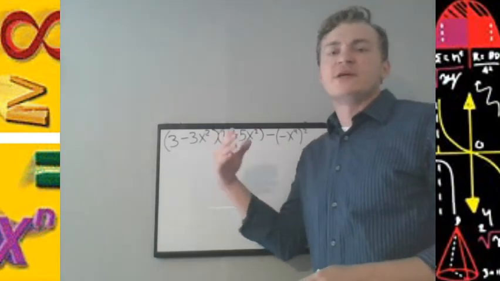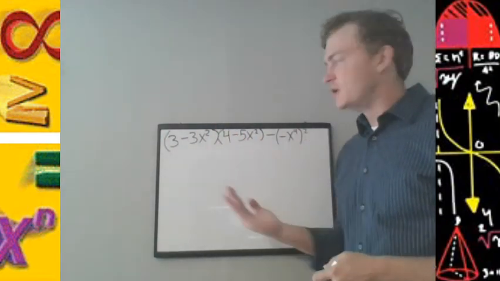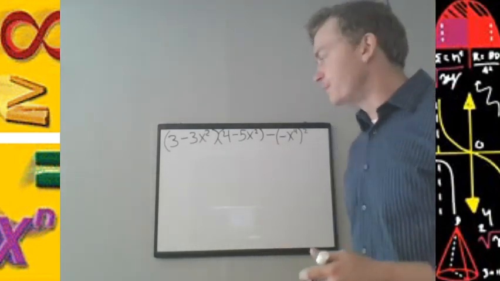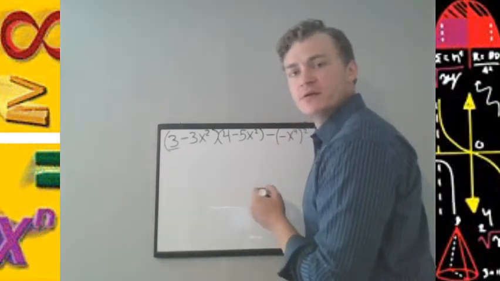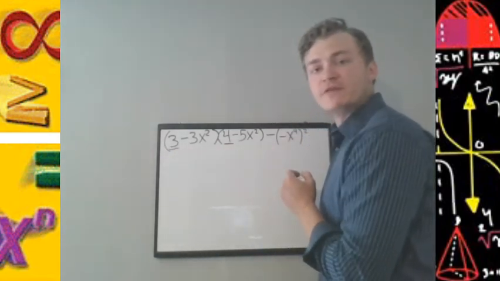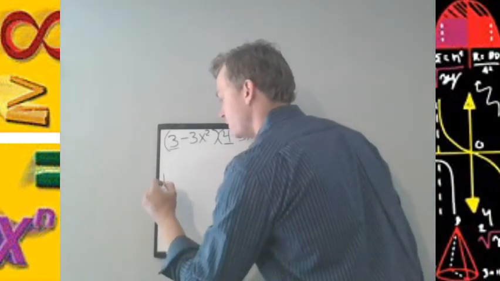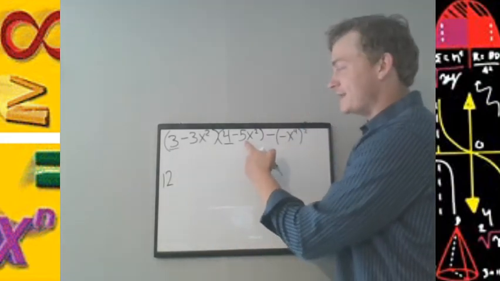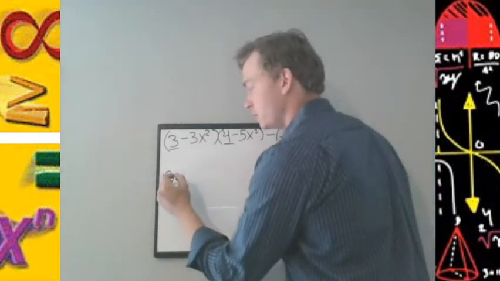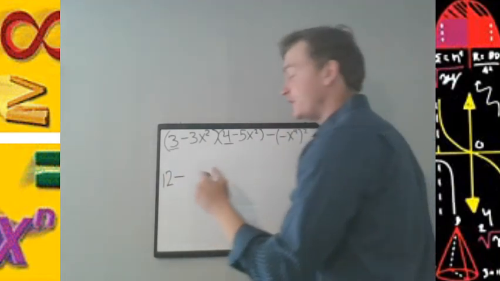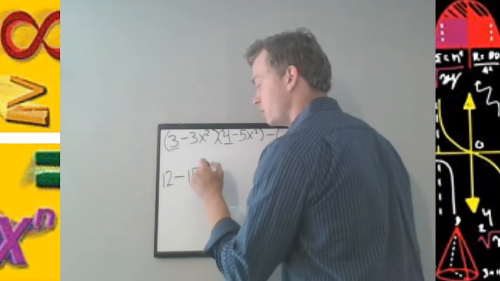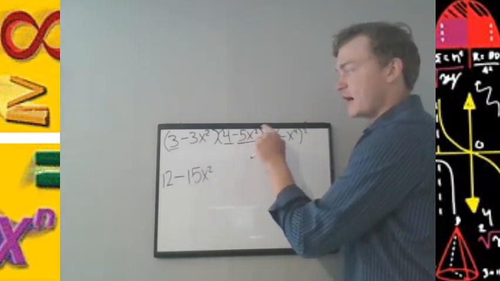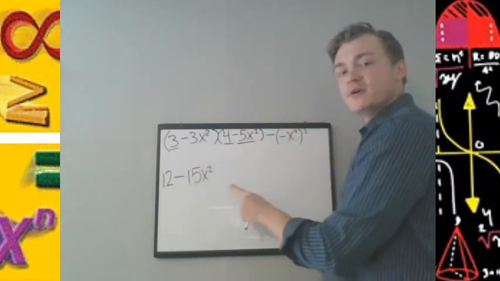I'll begin with the FOIL, just because we're reading left to right. I don't know really which one's of more importance, so I'm just going to go across the board. We have the product of two binomials, so I would look to use the FOIL method. This 3 multiplied by this 4, the product of first terms, 3 times 4, we get 12. 3 multiplied by negative 5x squared: negative 3 times 5, 15x squared. Positive times negative is negative. 3 times 5 times x squared is 15x squared.